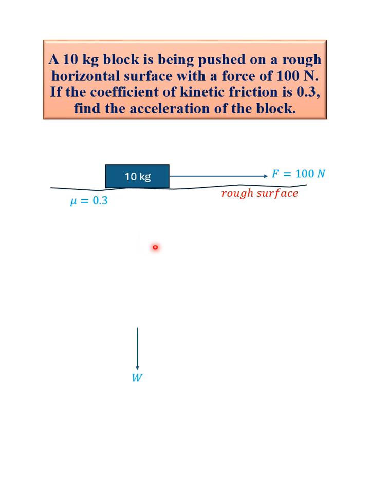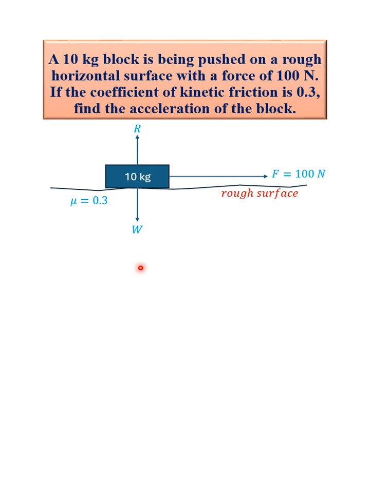The first one we want to identify is the weight of the block. Weight always acts vertically downward. So the block has a weight that acts downward. Now, remember that according to Newton's third law of motion, to every action, there is an equal and opposite reaction. Because the weight is acting downward, the surface must react to that weight by acting in the opposite direction. So we can call that R, the reaction to the weight.